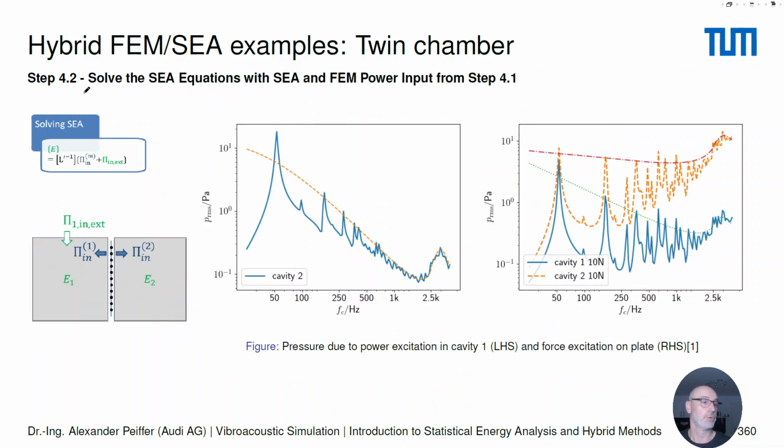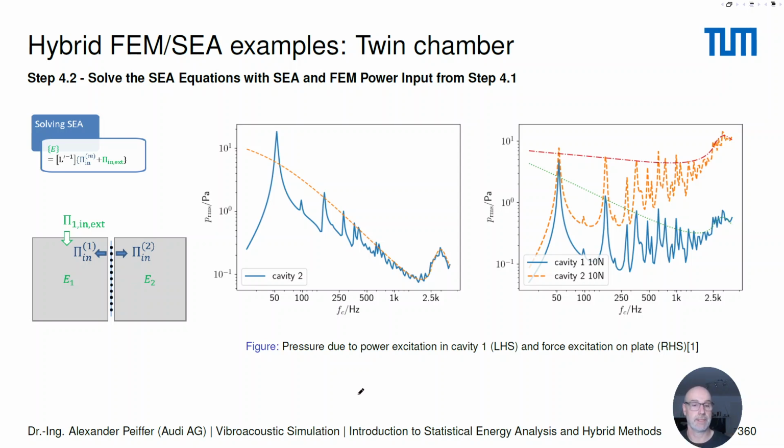Step 4.2. Now we solve the SEA equations with the power which comes. So we're using just the directly random power input into our first cavity, plus the power that comes from the FE radiation.